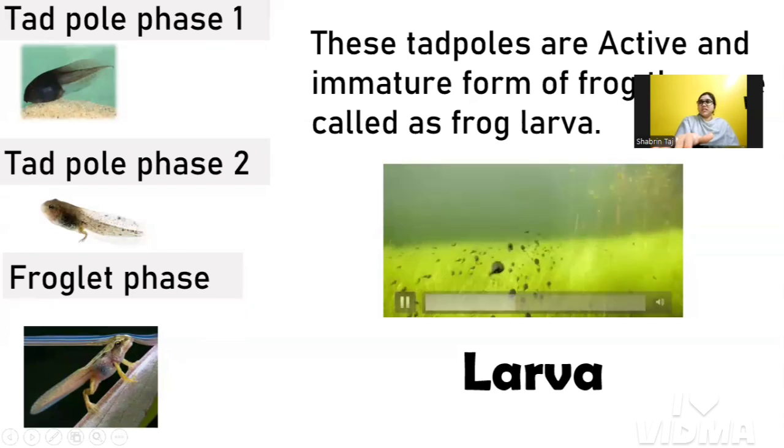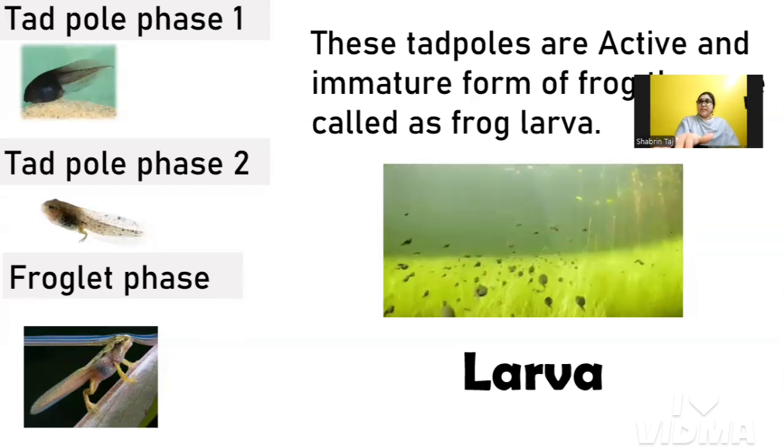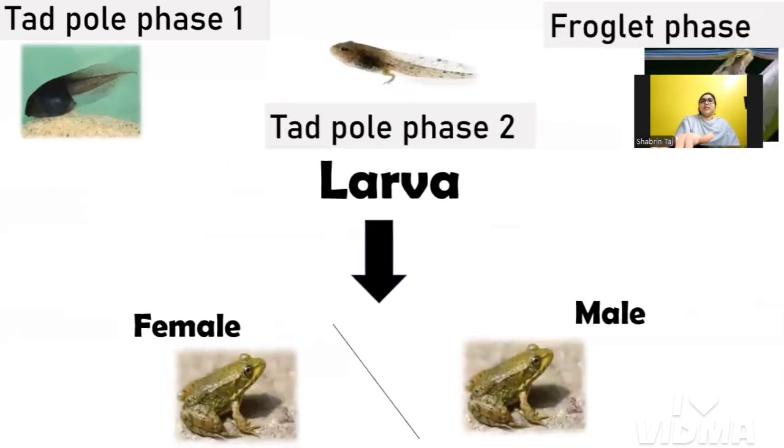Active and immature means they show motion, they show movement, they feed, they do all the work except they can't reproduce, and they are not fully developed, and growth and development are also restricted. Then these larvae get developed and modified into young adult male and female frogs.